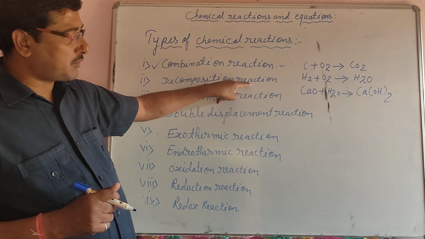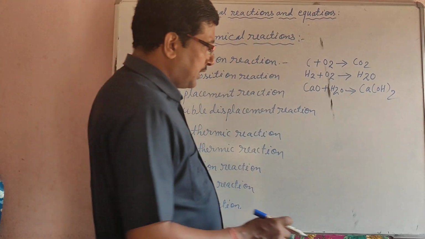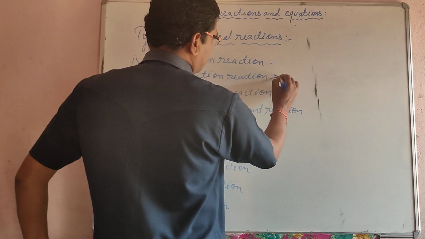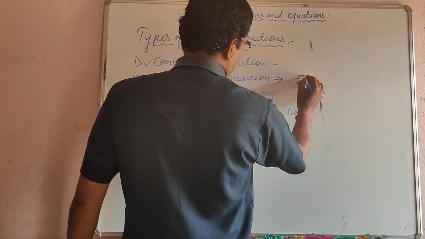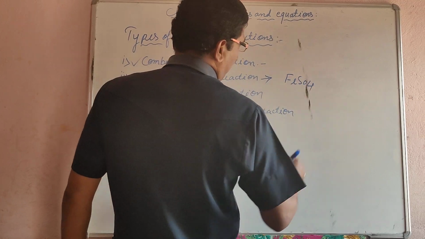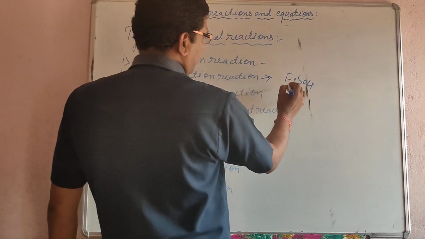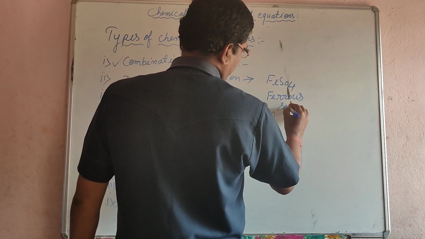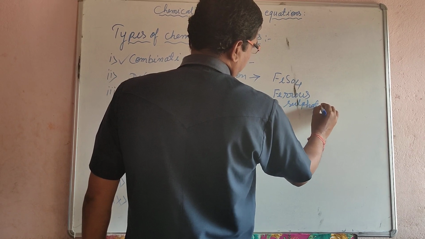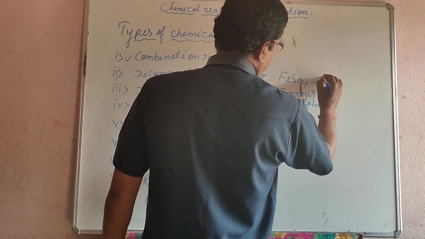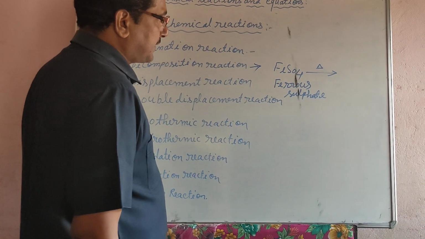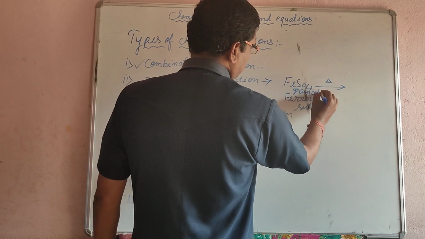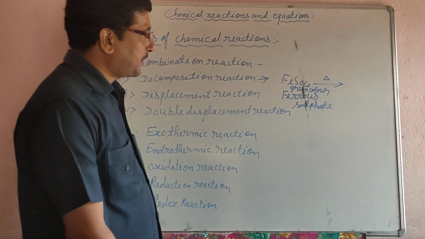In the decomposition reaction, what happens? Here, a complex compound, like FeSO4, that is ferrous sulfate. This ferrous sulfate is actually green in color, a green color substance, that is ferrous sulfate.